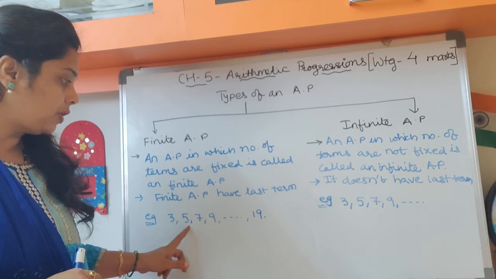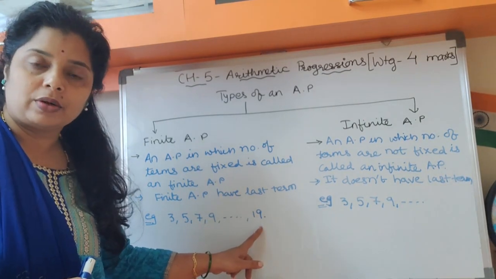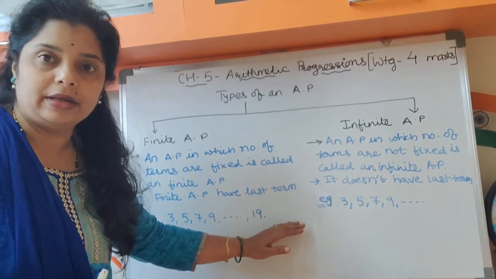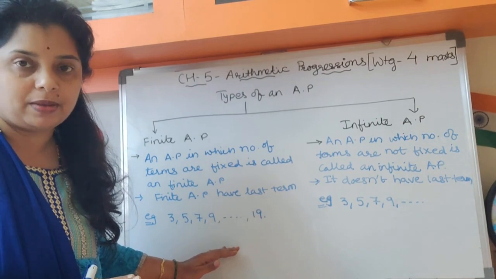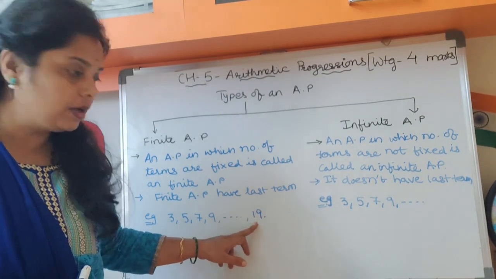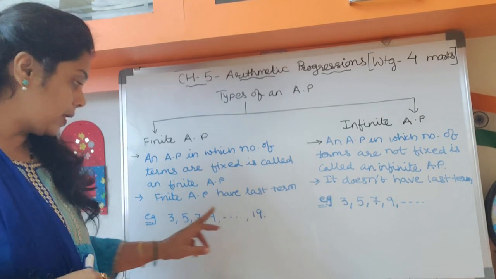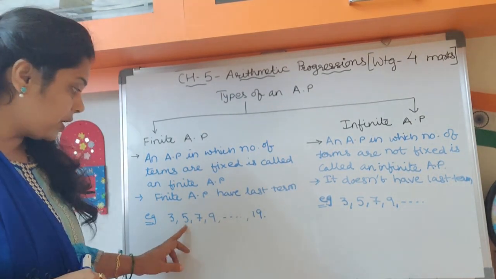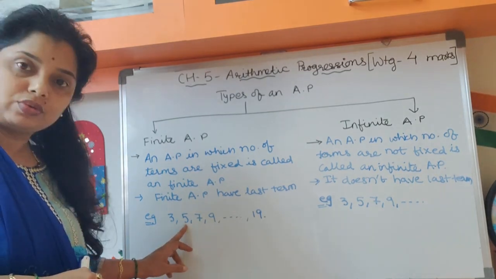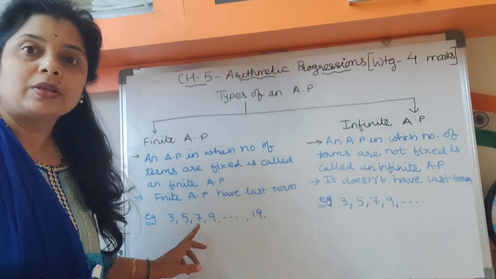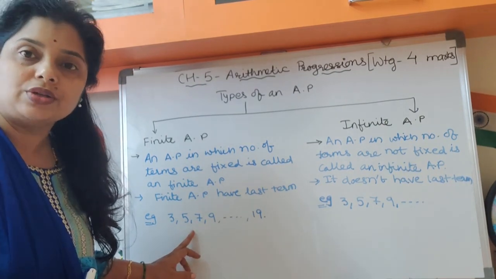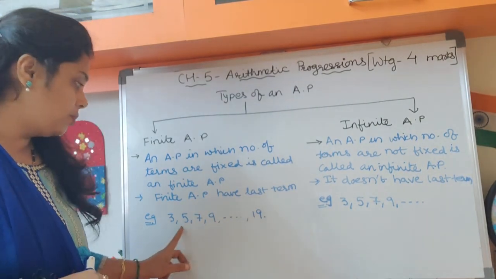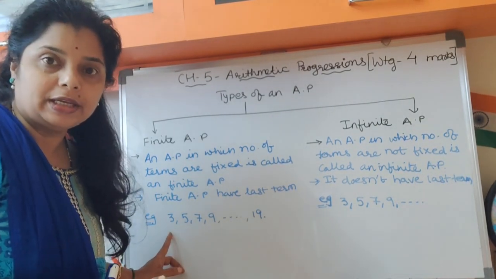For example, here 3, 5, 7, 9, up to 19. So it ends with 19. It doesn't move ahead. It means it is a finite AP, and it has a last term. Here the last term is 19 and the first term is 3. The common difference is 5 minus 3 is 2, 7 minus 5 is 2, 9 minus 7 is 2. So here is a finite AP in which the first term is 3, the last term is 19 and the common difference is 2. Are you getting it?